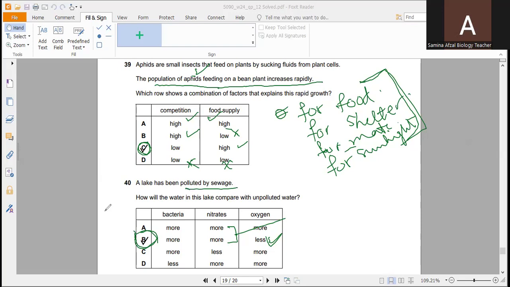A is not correct because if bacteria are more and nitrates are more, then oxygen will not be in greater number. In another option, eutrophication is there, oxygen is more. Again, this is not correct. In another, bacteria are less in number, nitrates are more, and oxygen again. These are not correct. Only B is the correct option.